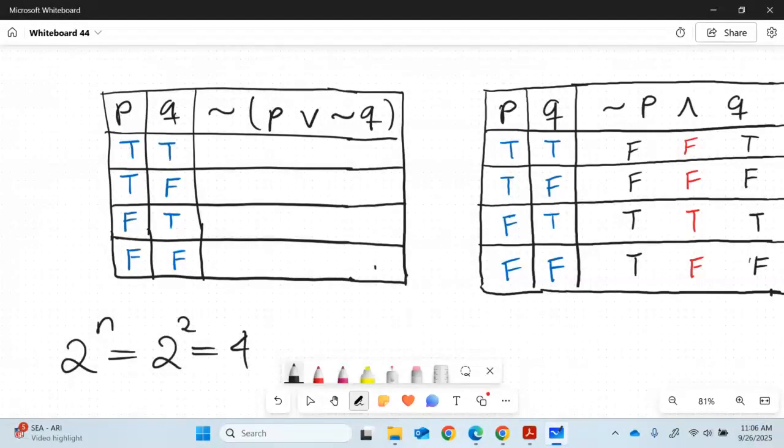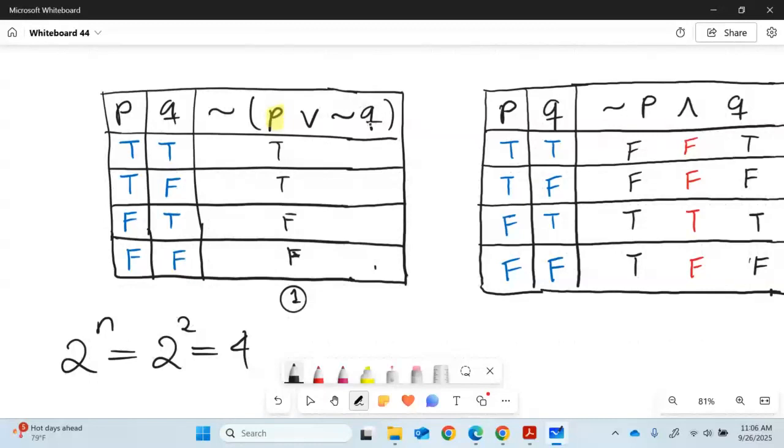My first variable that I see is the P. Since it is inside the parentheses, the negation does not apply to it. I'm going to apply the negation after I simplify the entire parentheses. So P by itself has the values true, true, false, and false, which is exactly the same values. All I did was copy the values from the first column, and that would be number 1.